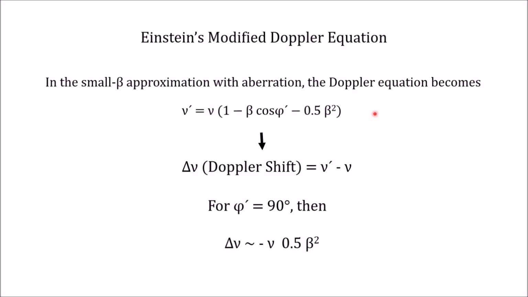Using this small beta approximation with the aberration included, this is what we have as the way of the Doppler shift. And at phi prime equals 90 degrees, such as when we're looking from Earth to the sun, this now is the actual Doppler shift that occurs in the radiation that would be measured.